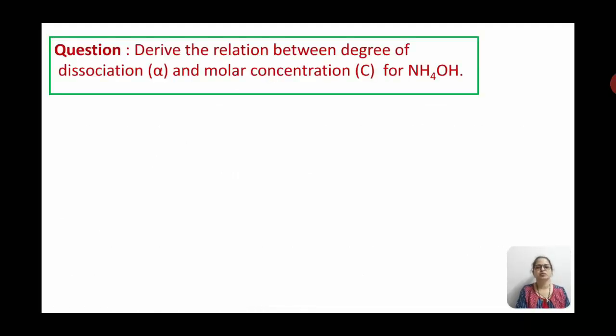On this, you may get a question, derive the relation between degree of dissociation alpha and molar concentration for NH4OH. Now NH4OH is a weak base, so instead of BOH you are going to use the symbol NH4OH and you are going to write the complete derivation. After this, we are going to see the auto-ionization of water.